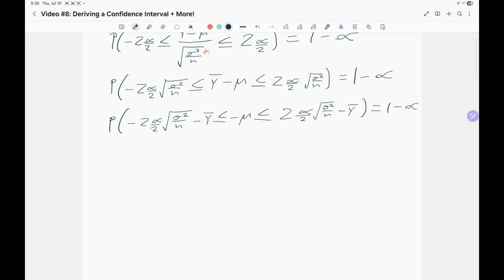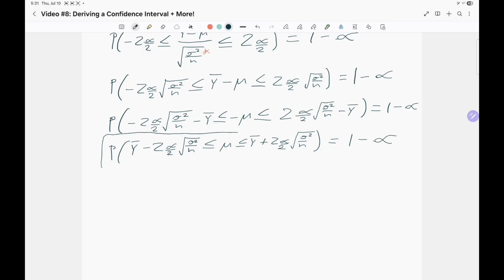And so, without further ado, we're going to flip the sides as we divide each part of the inequality by negative 1. So we're going to have y bar minus z sub alpha over 2 times the standard error, less than mu, less than y bar plus z sub alpha over 2 times the standard error, equals 1 minus alpha. And so finally, we have our confidence interval for mu.